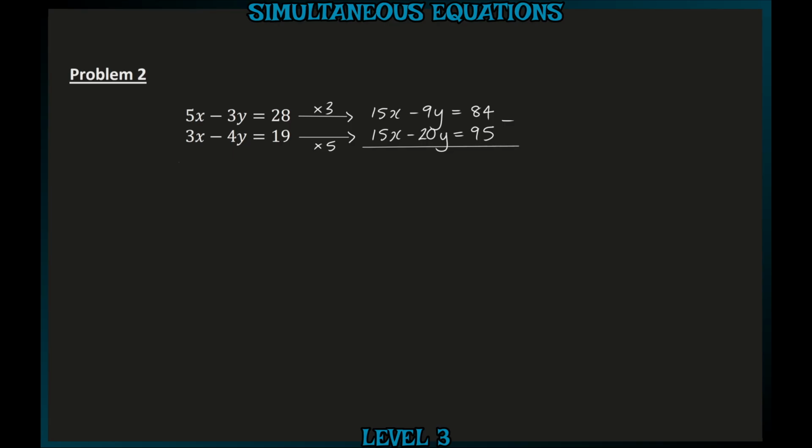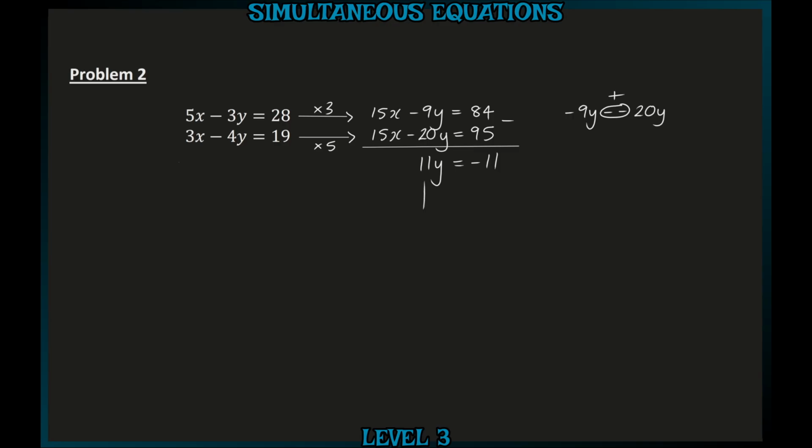So moving on to the y's, we have minus 9y minus 20y. And these two minuses in the middle are equivalent to a plus. So we're actually doing minus 9y plus 20y, which gives us 11y. And on the right, 84 minus 95 gives us minus 11.